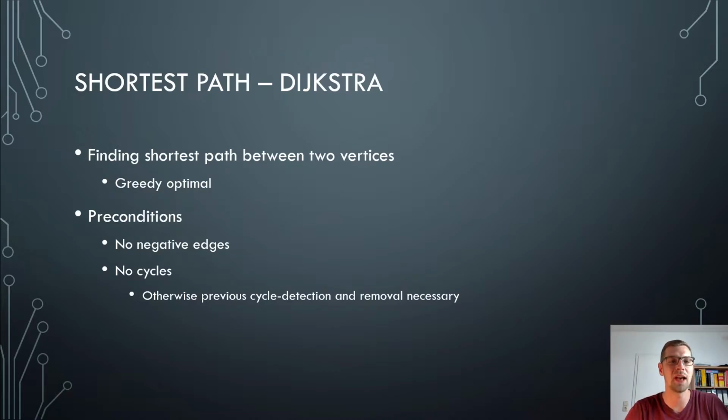We have certain preconditions for the Dijkstra algorithm to work. One of them is that we have no negative edges in our graph. The other one is that we don't have any cycles in our graph. Otherwise, we have to do a cycle detection before we run the Dijkstra algorithm and remove all the cycles in it. Let's have an example to make it clear how the algorithm works.